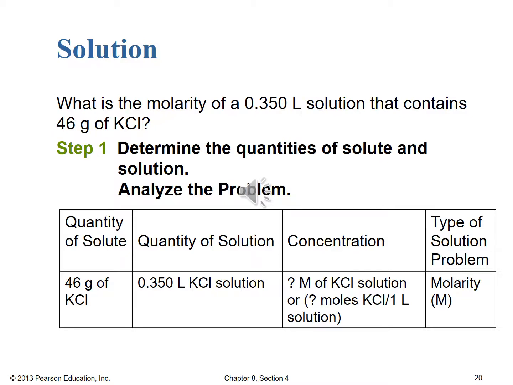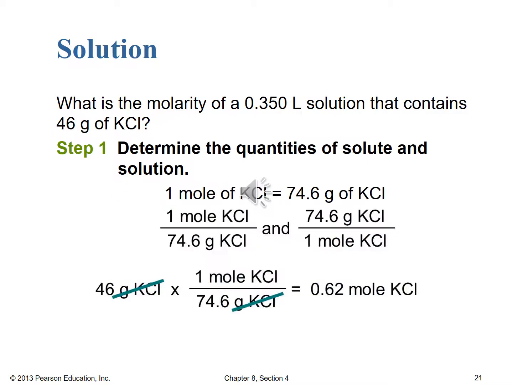All right, so here we have it. When in doubt, step 1 is always the same. In this case, we'll analyze the problem to see that we're given a quantity of solute of 46 grams of KCl. We are given a quantity of solution of 0.350 liters, and we want the concentration. So a best guess here, since we're asking for molarity, is to figure out the number of moles. Since we know the liters and we know the mass, we can find the molarity once we've converted mass into moles using molar mass.